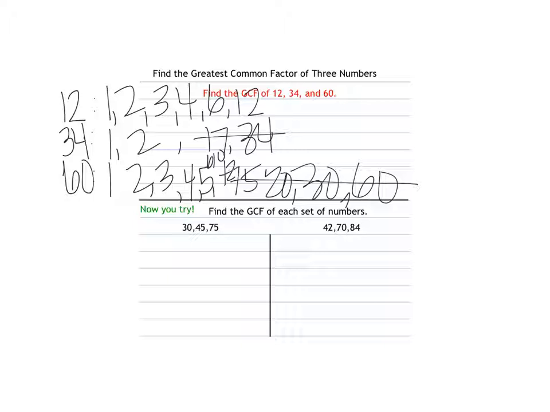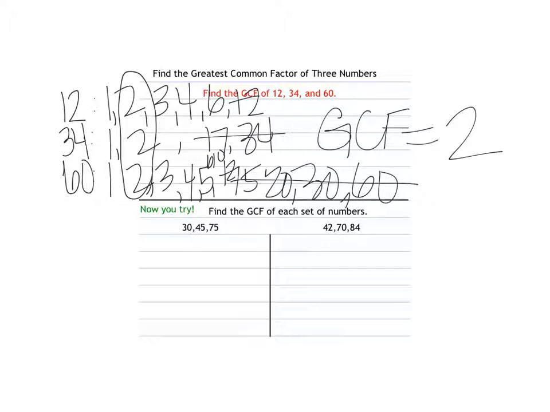So that means all of these are out. They don't have a 12. It looks like the common factor that they all have is a 2. So then my greatest common factor would be 2. For 30, 45, and 75, I'm just going to do my factor tree.